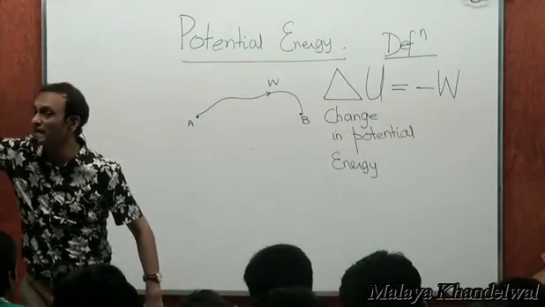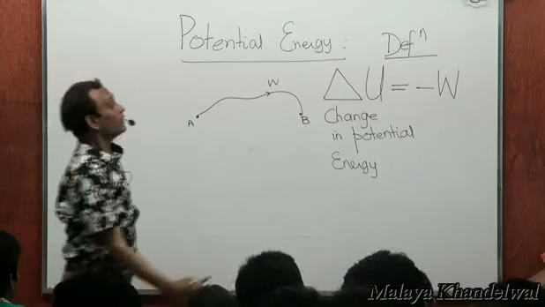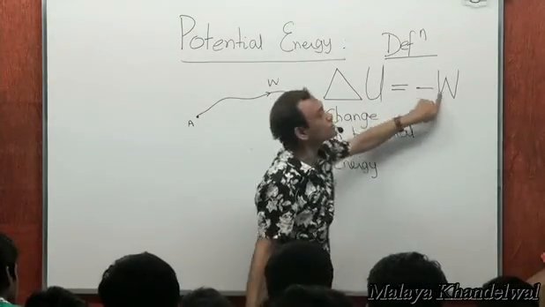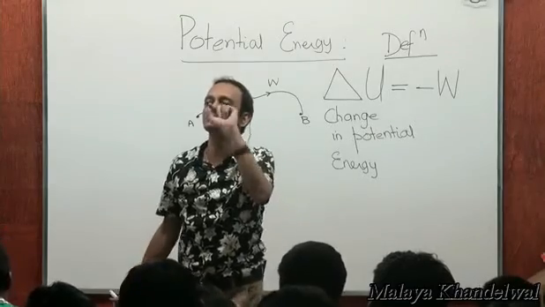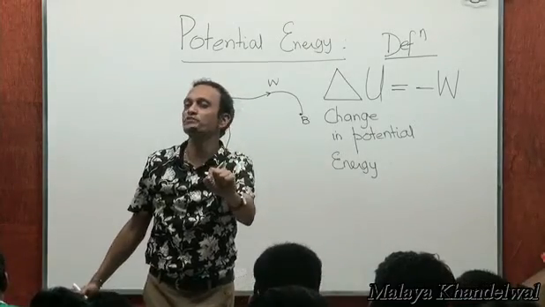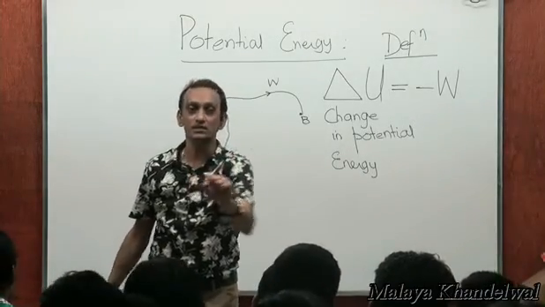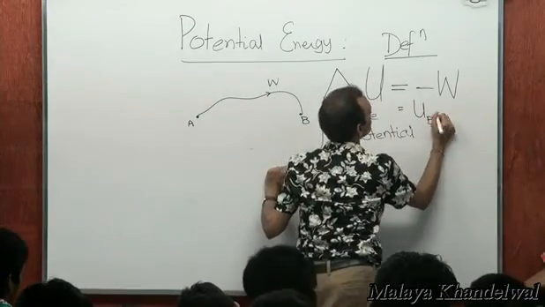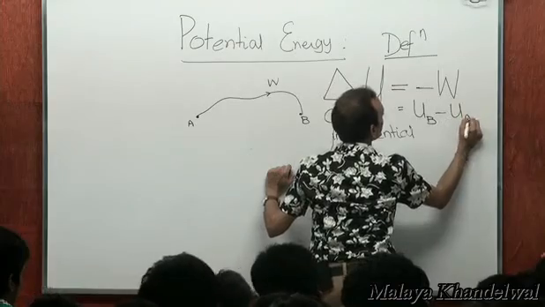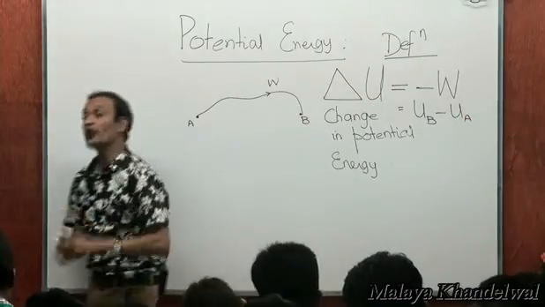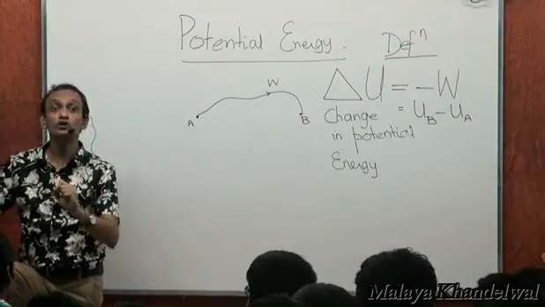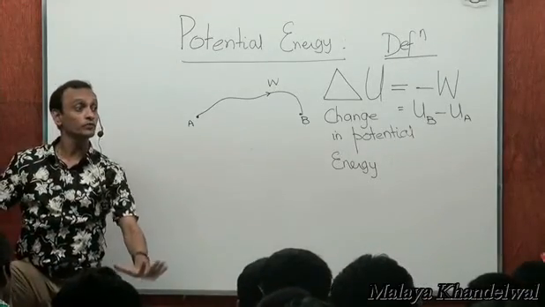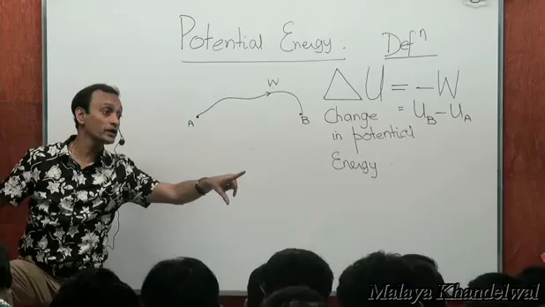When the particle has migrated from A to B, if W is the amount of work done by the forces of the field, then minus W is defined as the difference in potential energies between A and B. That means this is final potential energy minus initial potential energy, UB minus UA. Negative of the work done from A to B is final potential energy minus initial potential energy. That's the definition.